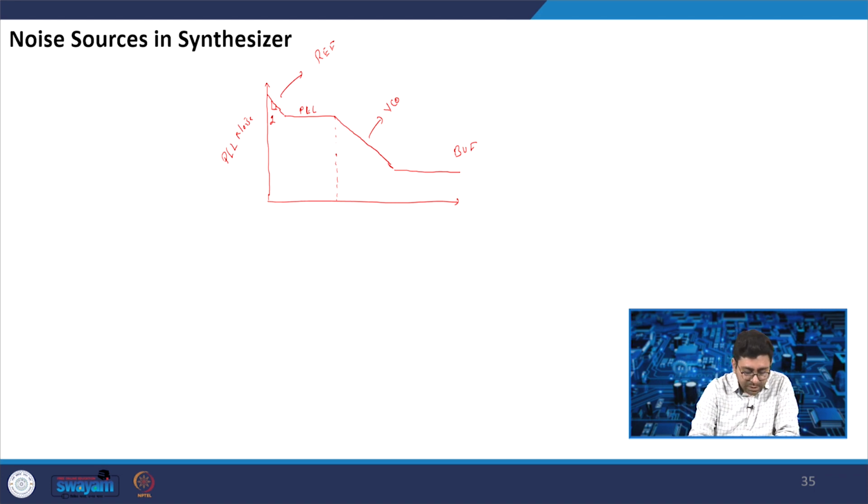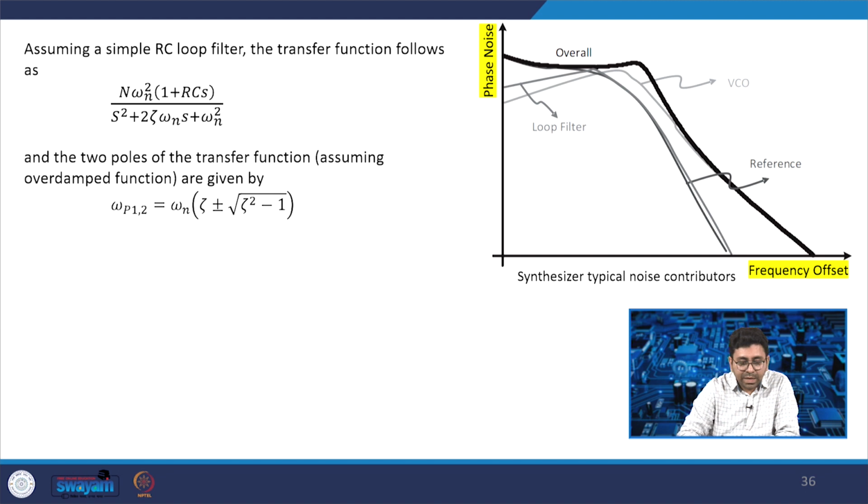Now, if we assume a simple loop filter, we can give the transfer function as this. This is a transfer function of a fractional-N PLL, and the 2 poles of the transfer function we can write like this. So, for phase noise, the overall phase noise, there are different contributors.